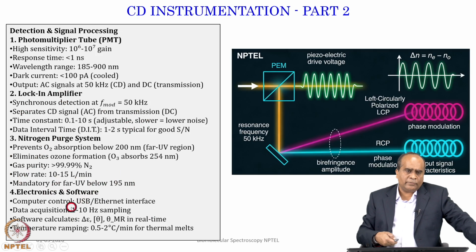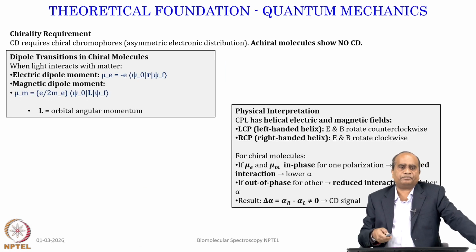and that should be constantly purged. Then we have electronics and software, because we are detecting those data electronically, and one can calculate that theta that we are talking about, the difference in left handed and right handed polarized light, and we can have a temperature setting, because we can change the temperature for detecting it, right.